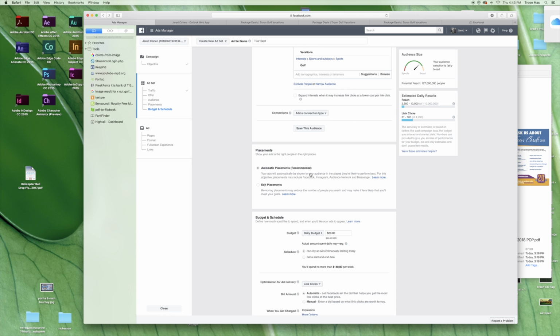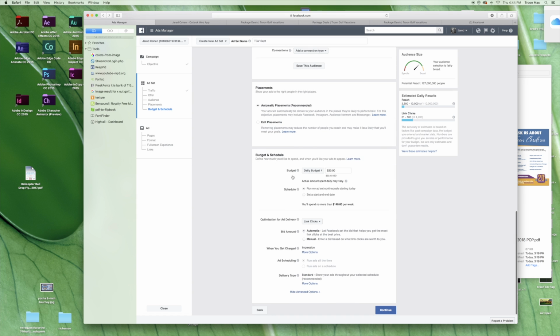This is another thing that I don't mess with at all. I want automatic placements for these ads, whether it's on Facebook or Instagram or the Audience Network, or even on Facebook Messenger. I just let Facebook and their algorithms do their thing. I don't need to edit and do anything on my own, because like it says here, removing placements may reduce the number of people you reach. Let's just let the computer do its thing.